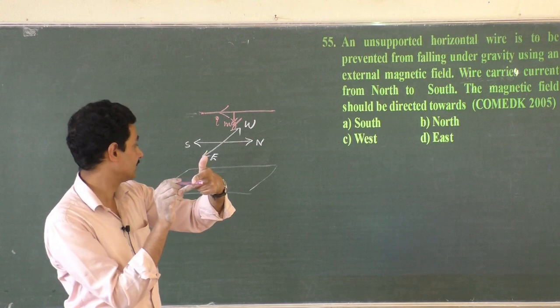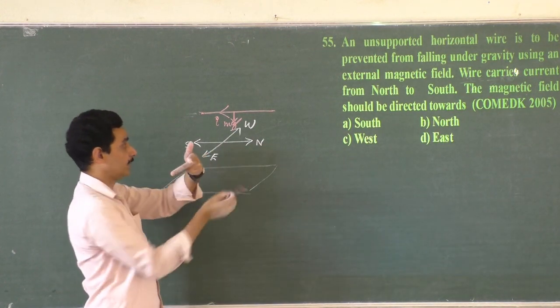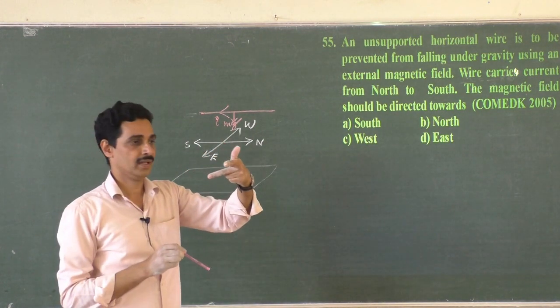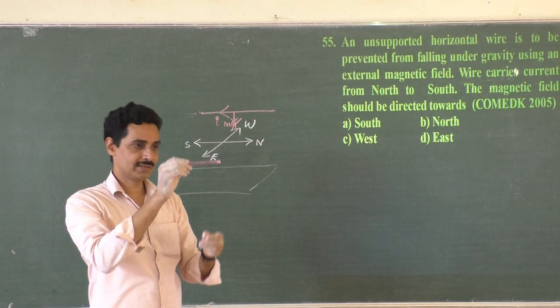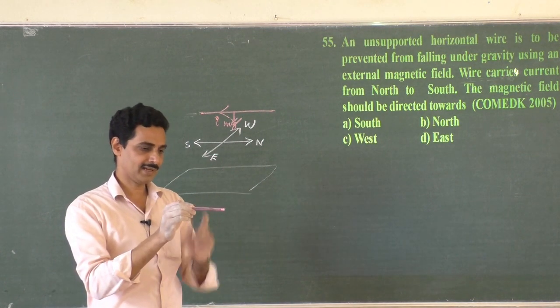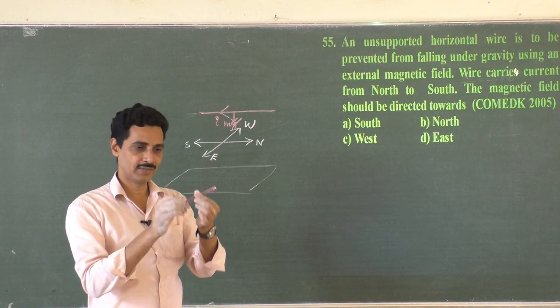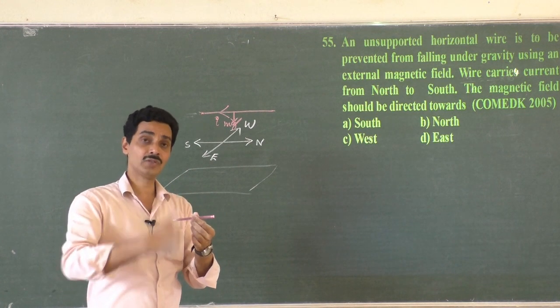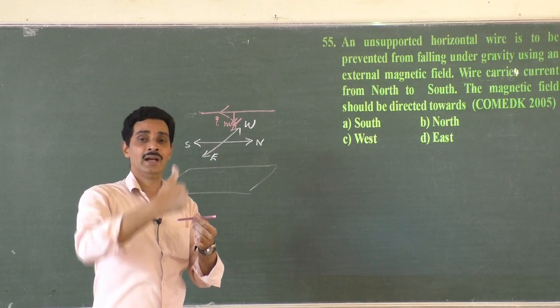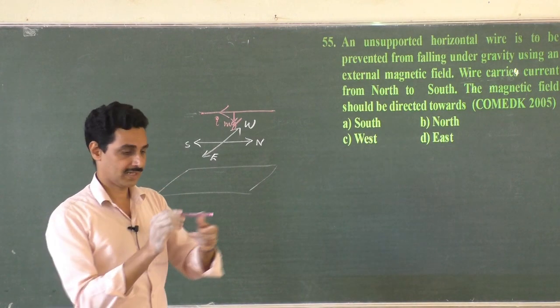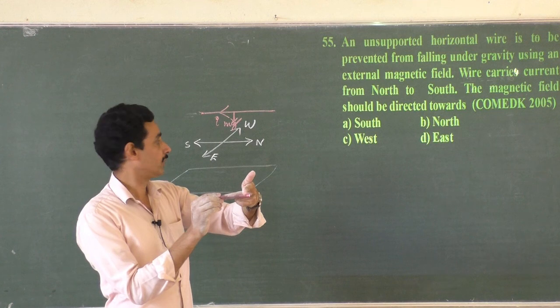See, in what direction it is? It is towards east, right? It is coming out. So it should be towards east. Did you follow that? The conductor is trying to fall, but you have to pass a current and apply a magnetic field in such a way that the weight should be balanced by the force acting on the conductor due to the magnetic field. That is possible when current is from north to south.